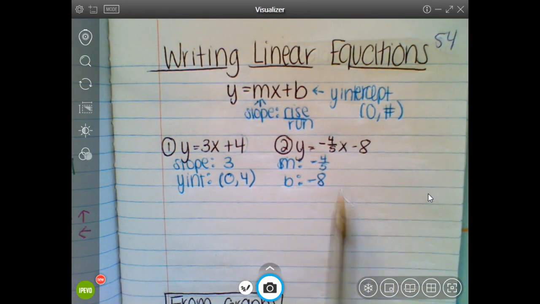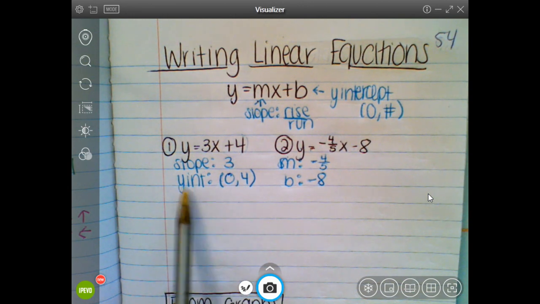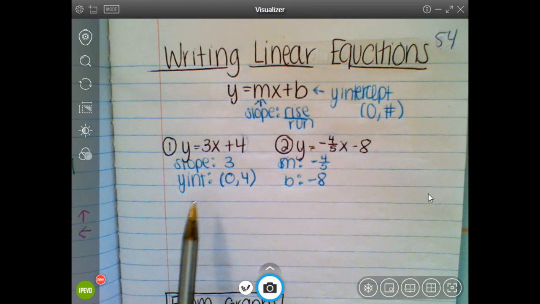So sometimes you can just put the number negative 8. Whereas in number 1, they asked for the y-intercept. So I listed it as 0, 4 instead of just saying 4. So that's kind of some differences that you guys will see, especially when you're doing your quizzes.